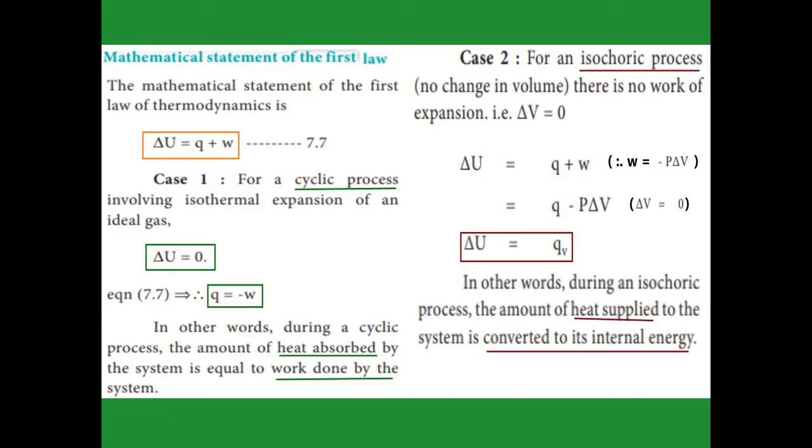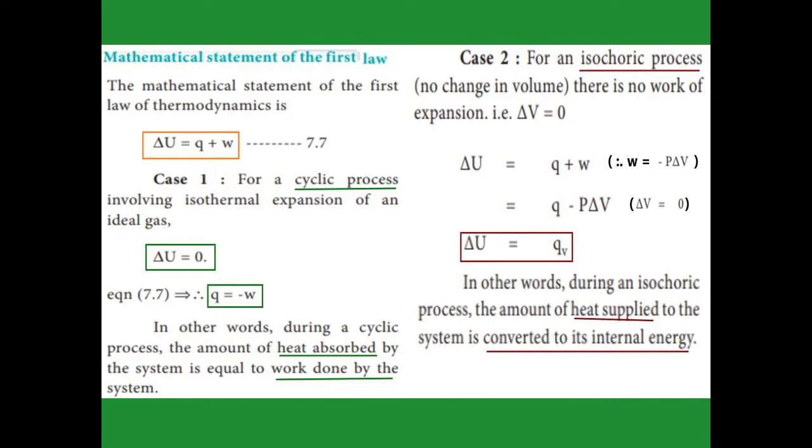minus W. What is Q? It is a positive quantity, that is heat absorbed by the system. Absorbed means energy is added to the system. Then minus W. Minus W means a minus quantity, work is done by the system. Whenever the system does work, it loses some energy, so we put the minus quantity there. So Q equals minus W for a cyclic process.